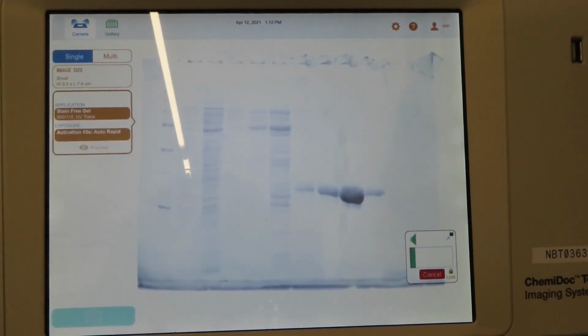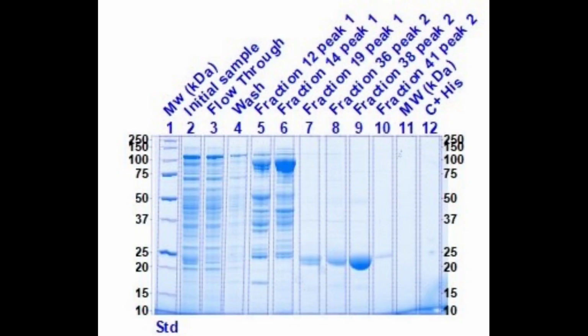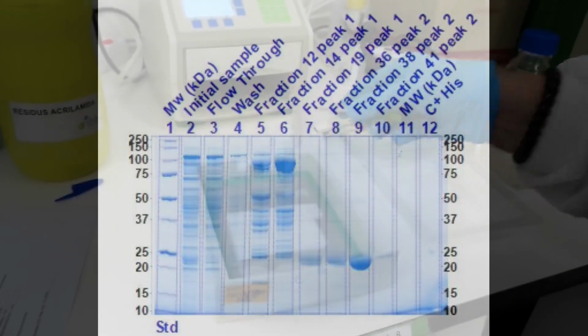The visualization of the gel shows the presence of multiple bands in the initial sample and the flow-through, but also in a fraction of the first peak, indicating that a variety of unspecific proteins were eluted in this peak. However, in the second peak, a band around 25 kilodaltons appears, compatible with the protein of interest.